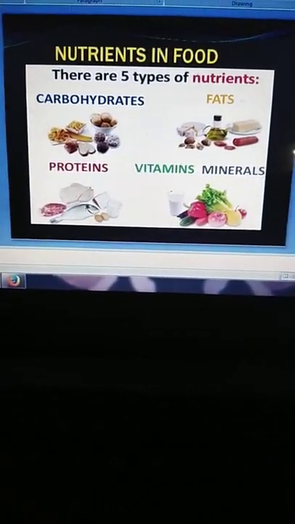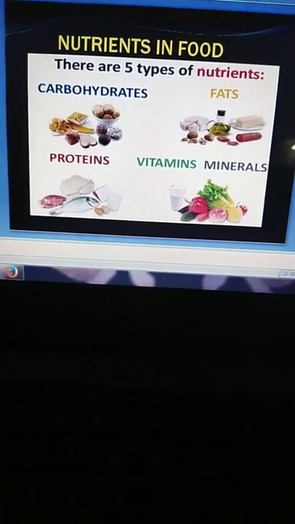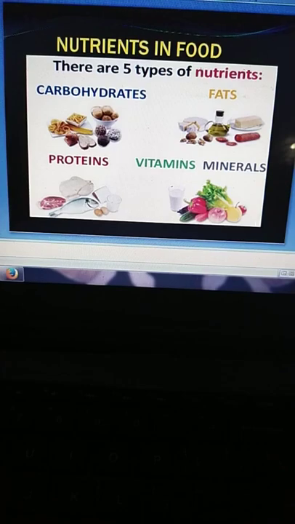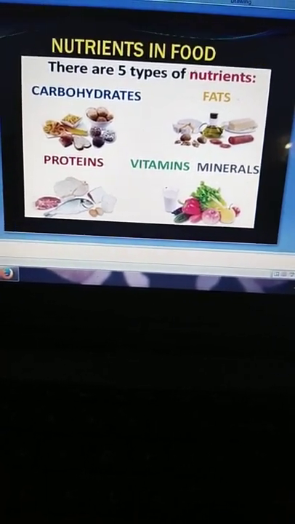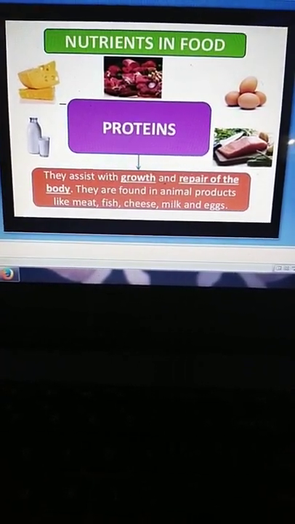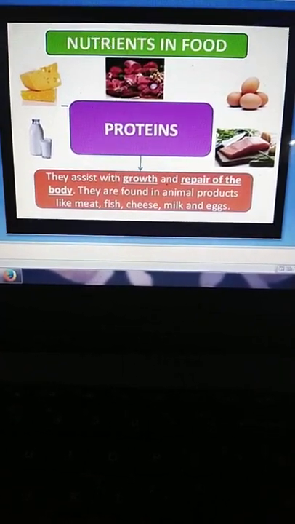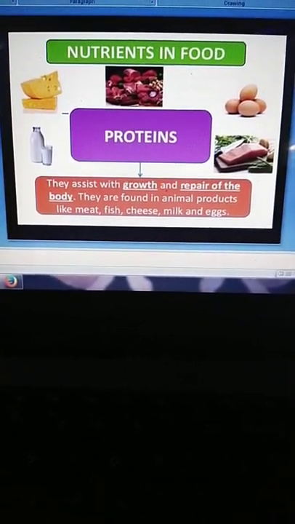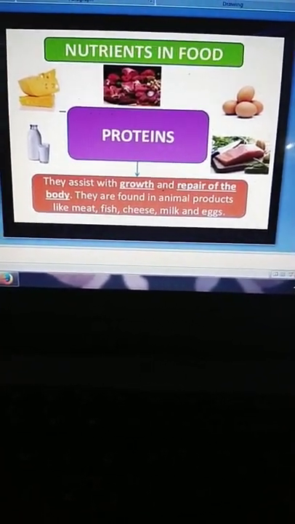Now let's learn about nutrients in food. So there are 5 types of nutrients: carbohydrates, fats, proteins, vitamins and minerals. Proteins help with the growth and repair of the body. So proteins are found in meat, fish, cheese, milk and eggs.